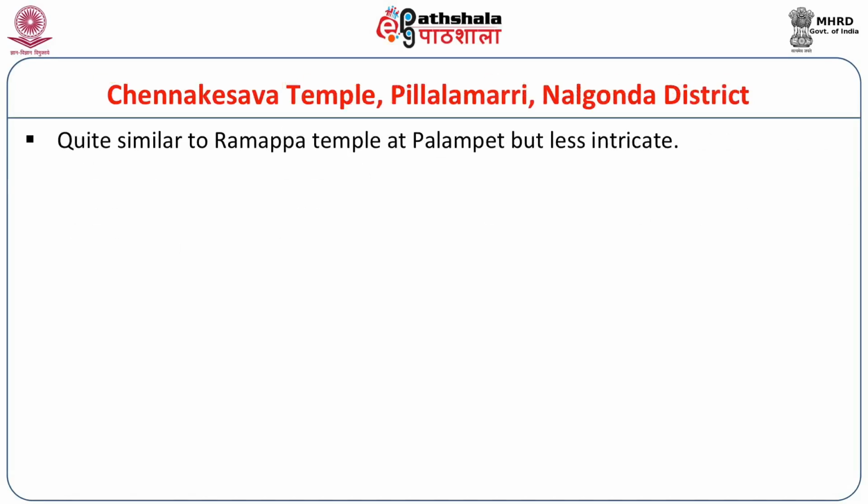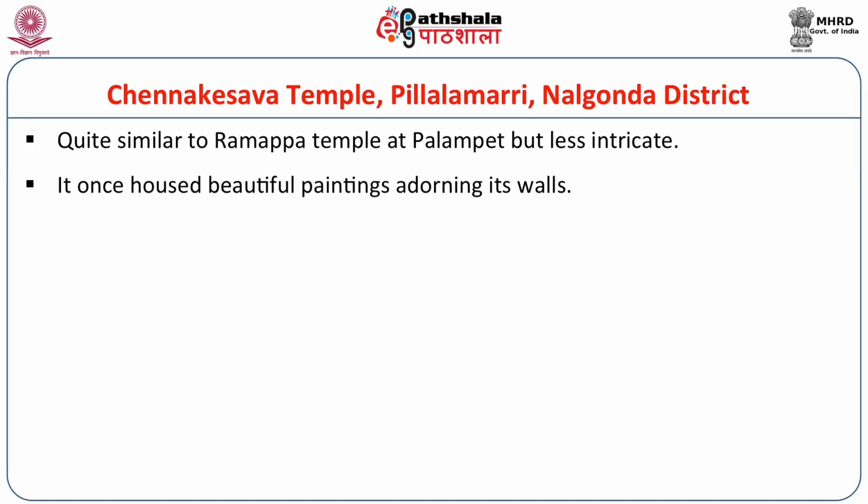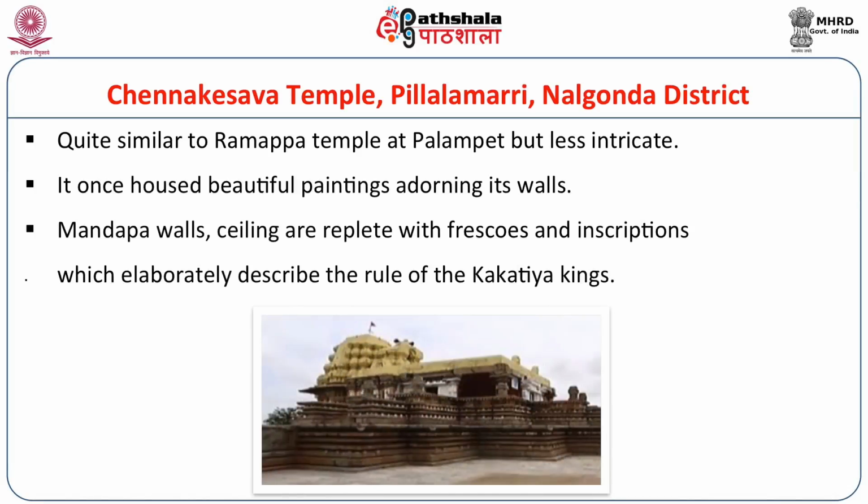Chennakeshava temple at Pillal in Nalgonda district. Quite similar to Ramappa temple at Palampet but less intricate. It once housed beautiful paintings adorning its walls. The mandapa walls and ceilings are replete with frescoes and inscriptions which elaborately describe the rule of the Kakatiya kings. Unfortunately, only a few traces remain today, and Kakatiya paintings that adorned the ceilings and walls of various other structures seem to have been lost in time.